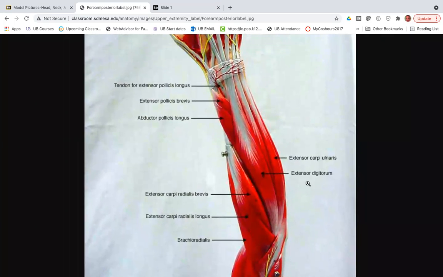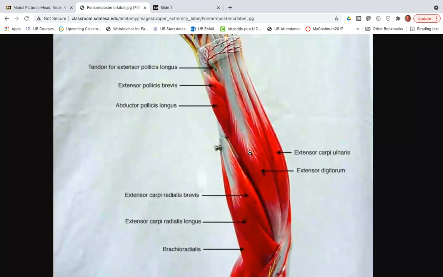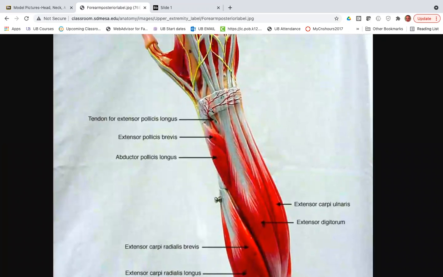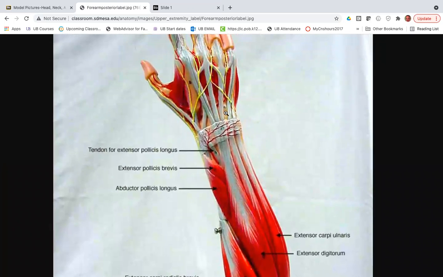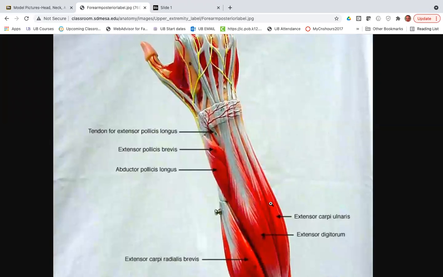Here's the extensor digitorum. If we follow it, it goes deep to the extensor retinaculum. We can see it going clearly to digits 2, 3, and 4. This one here is the extensor digiti minimi. All the way more medial is the extensor carpi ulnaris.